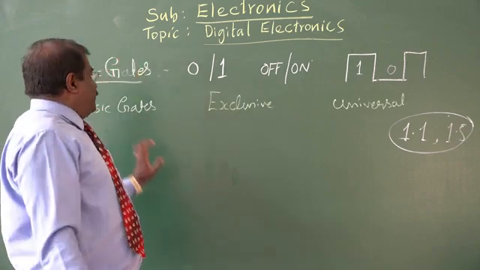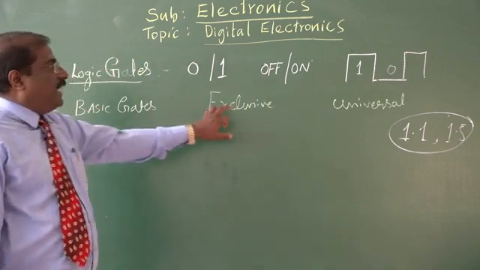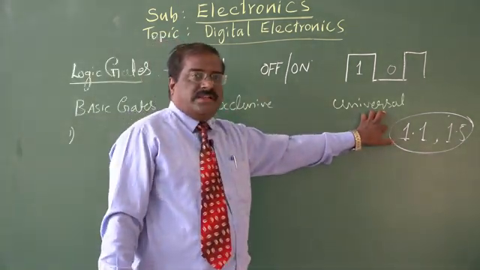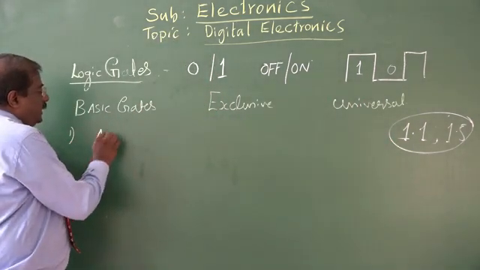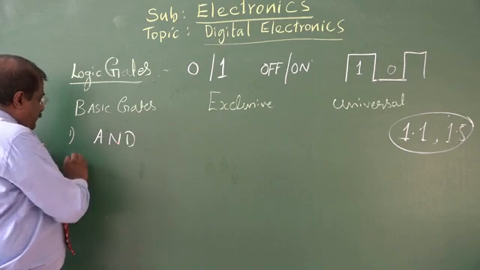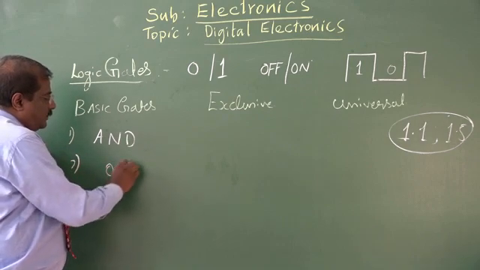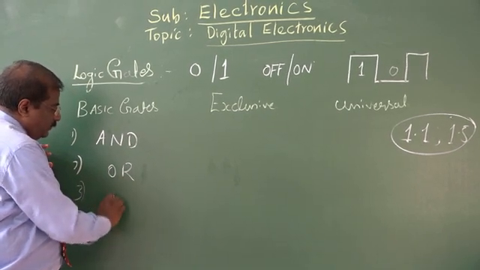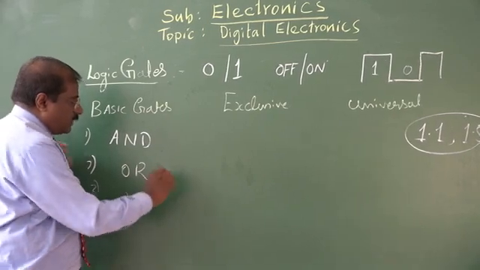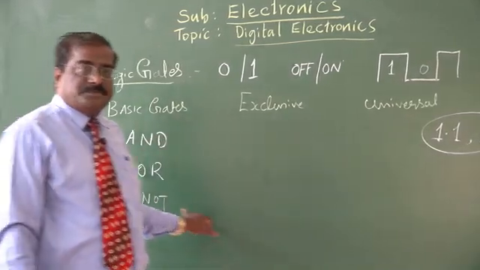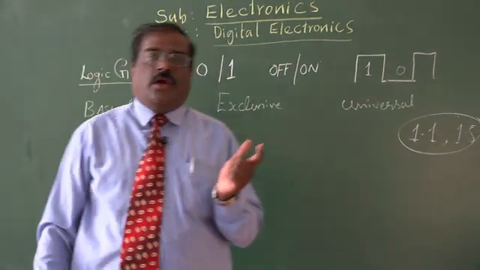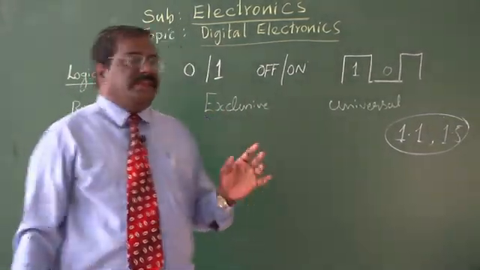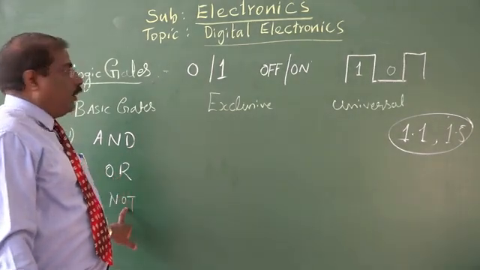In that one, they divide them as basic gates, exclusive gates, and universal gates. The basic gates, what we have, is number 1, the AND gate. Number 2 is the OR gate. Number 3 is the NOT function. All should be written in caps. AND gate, OR gate, NOT gate. Basic gates are AND, OR, NOT.